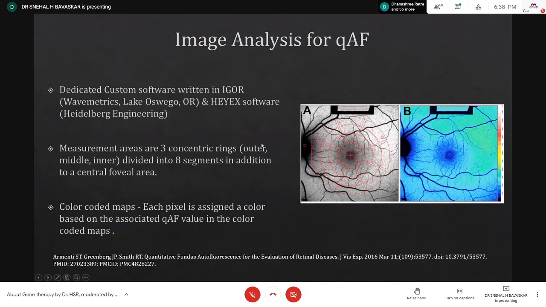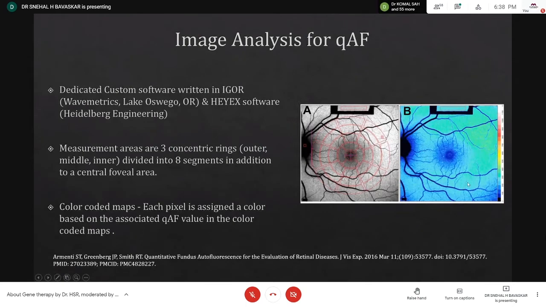In image A, we see that the measurement areas are divided into 3 concentric rings: the inner ring, the middle ring, and the outer ring. There are a total of 25 segments. Each ring contains 8 segments in addition to a central foveal area. And we also get the color-coded maps.